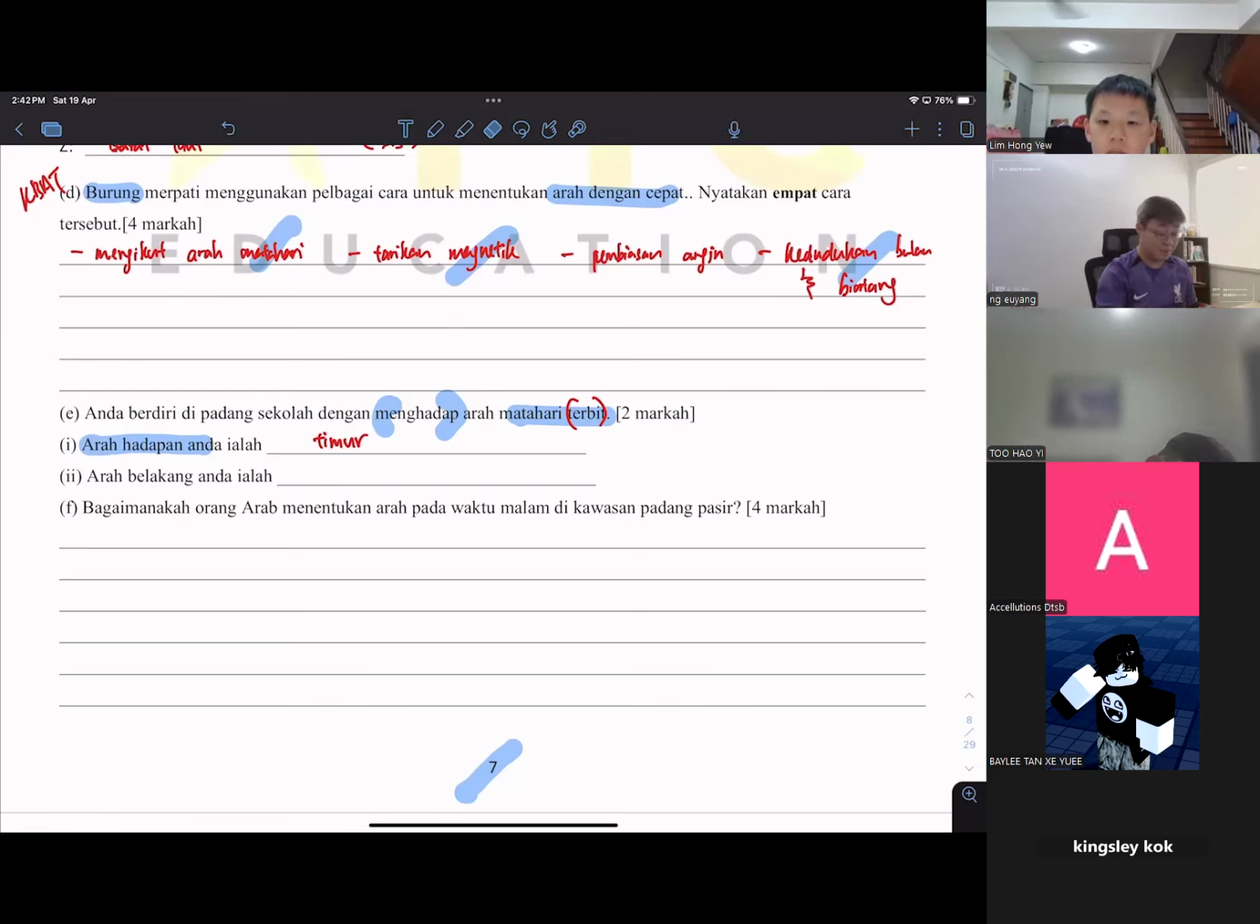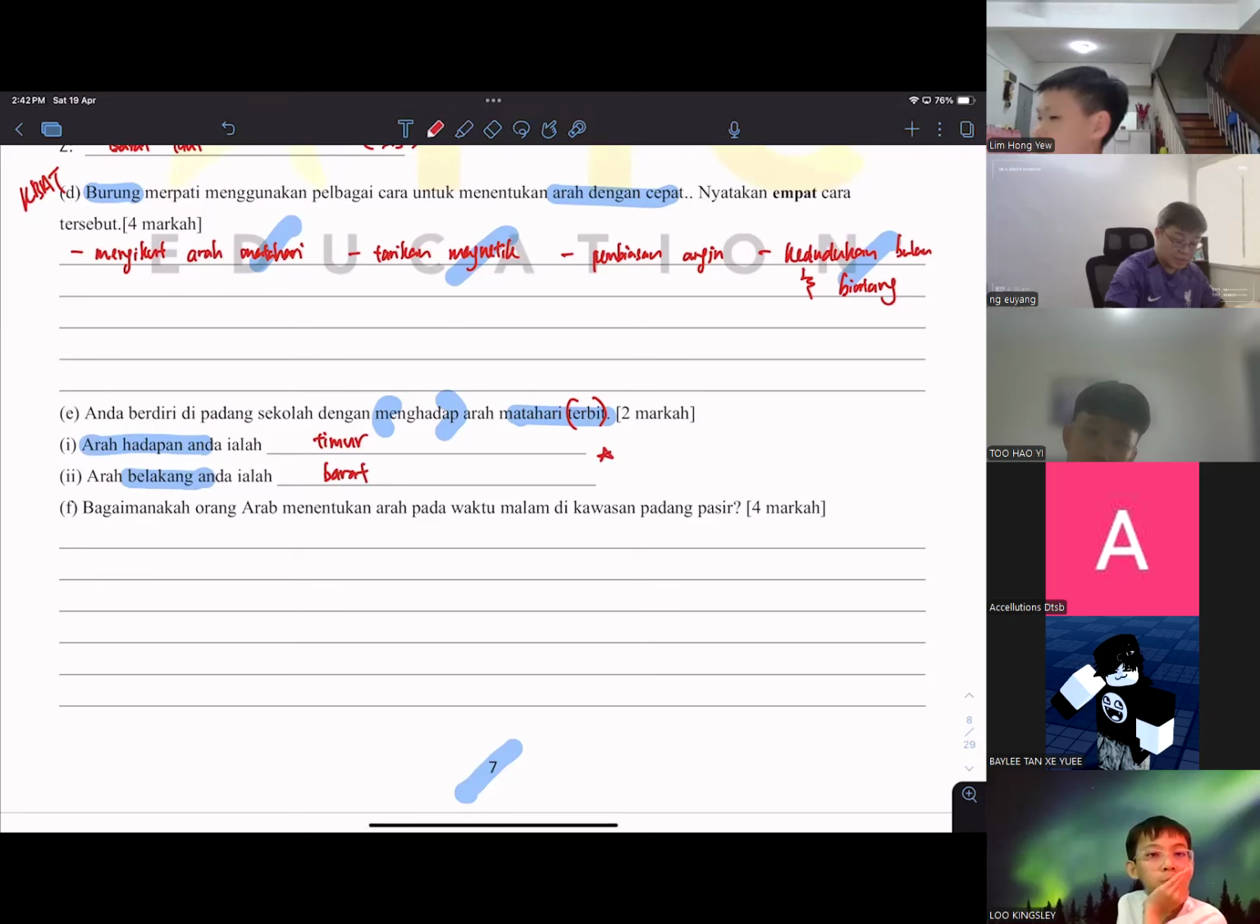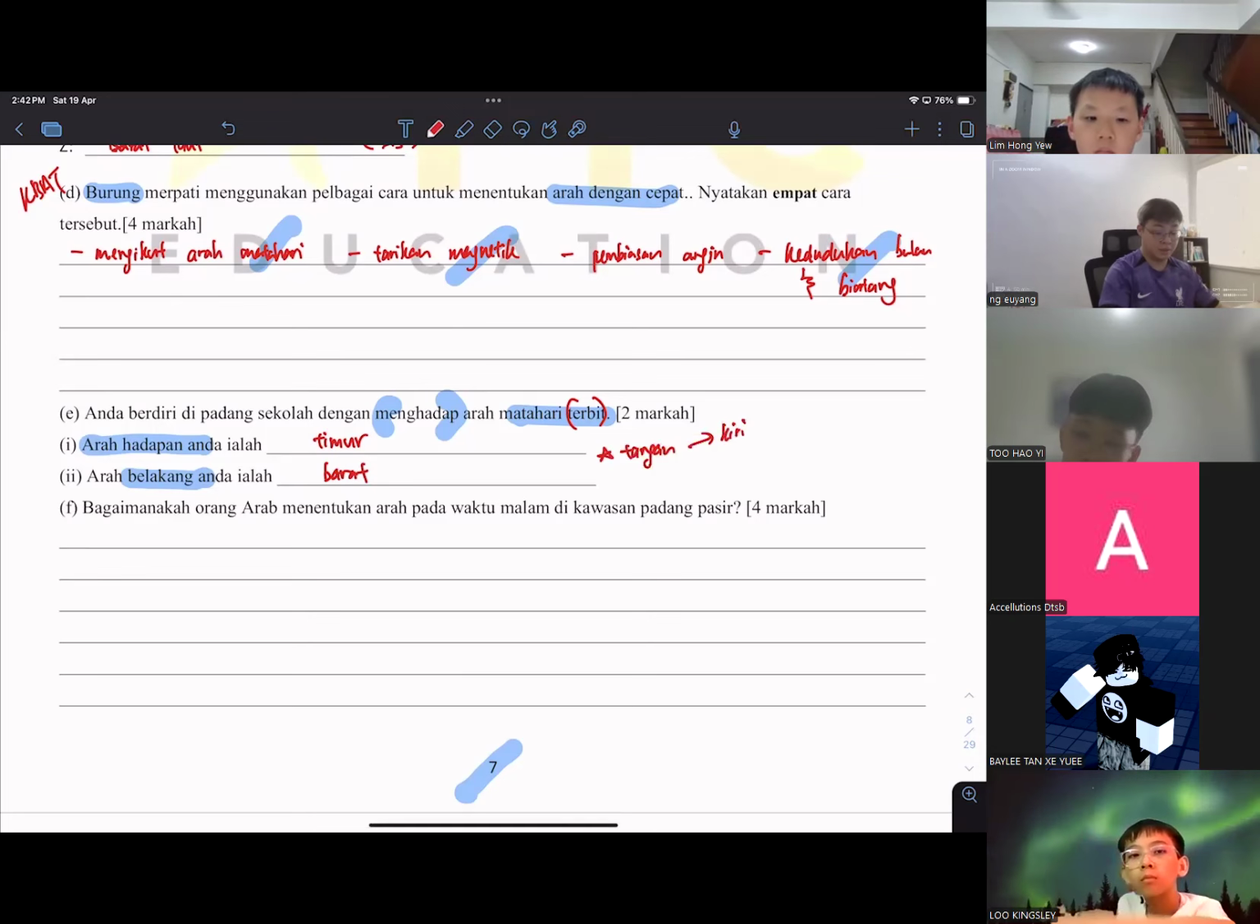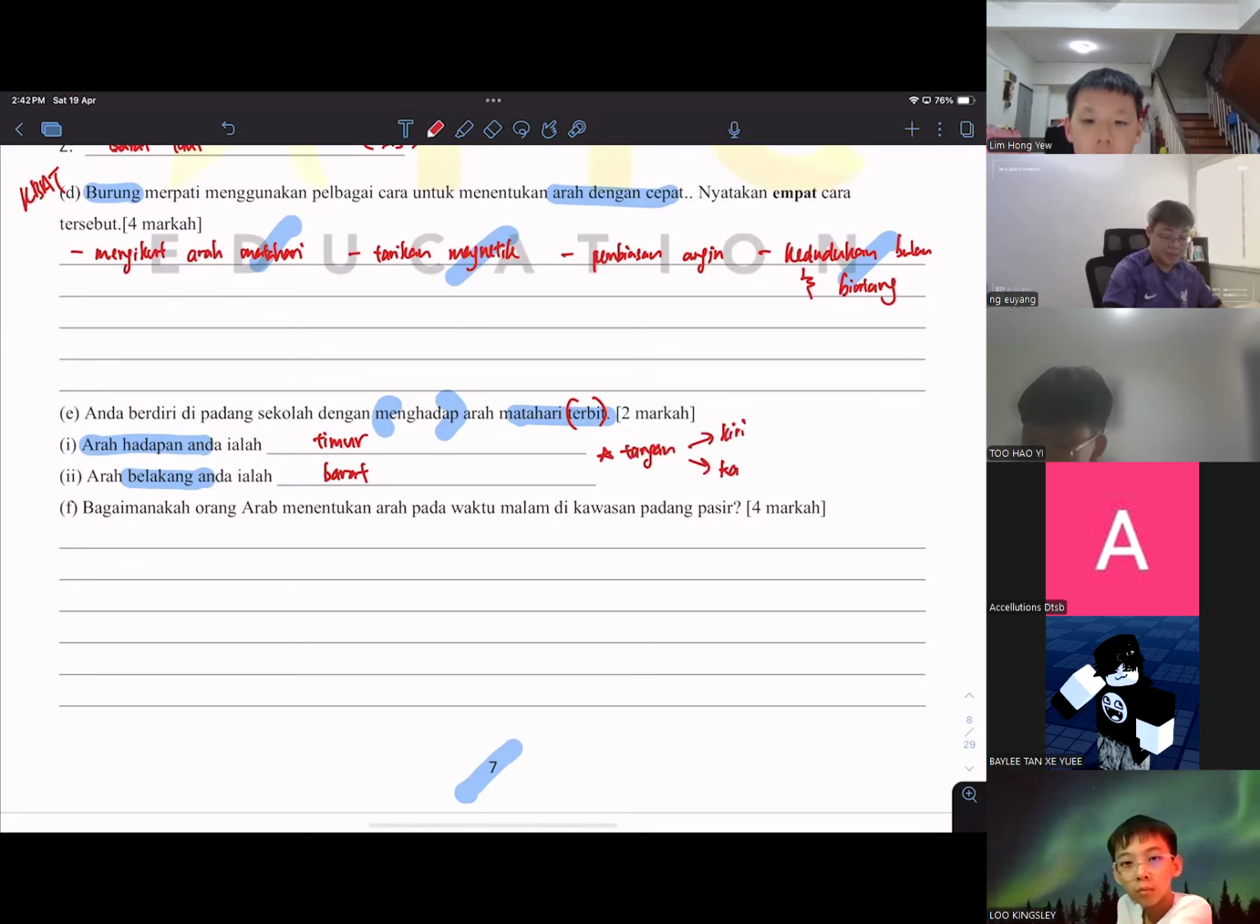Your primary science learned before, right? So what is the arah hadap belakang? So opposite of timur will be barat, right? Simple. So guys, additional question. Tangan. So tangan kiri, which direction? And then we have another tangan kanan.